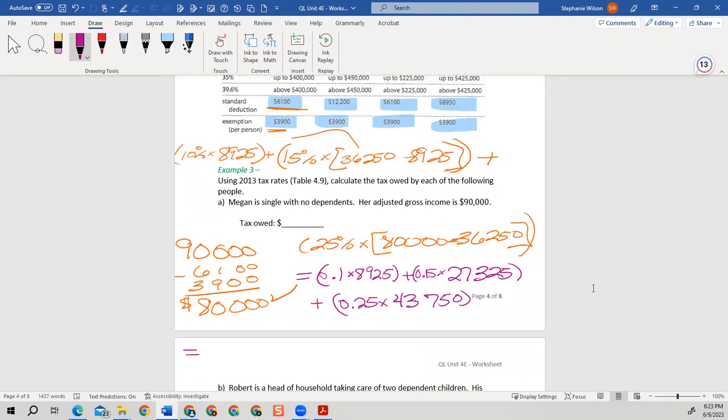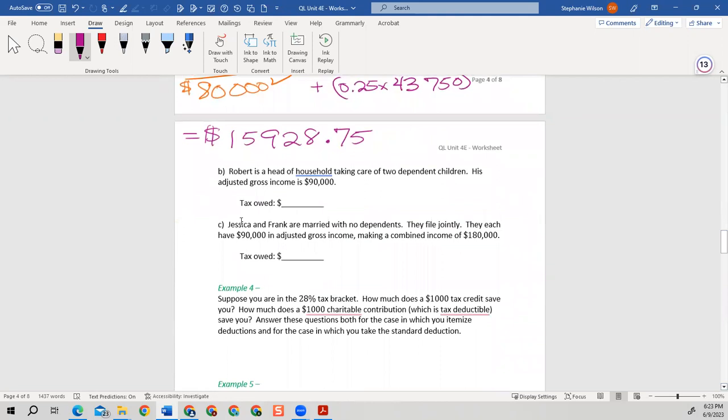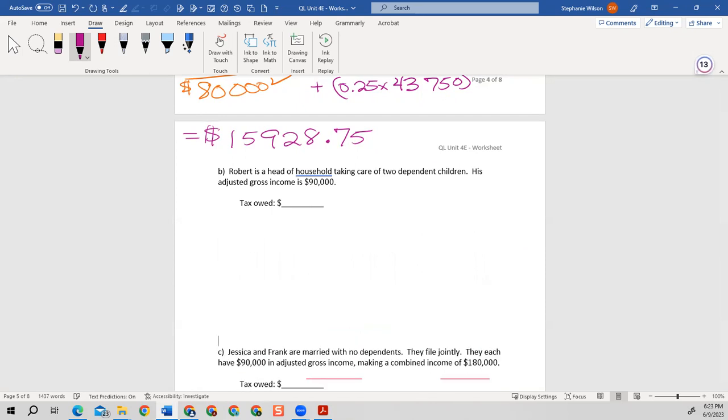So now let's add all those up, do the multiplication. All right. So now we have a new set of numbers, right? This here is going to tell me Megan's tax that should have been paid, should have been withheld for federal. It's $15,928.75. Okay, that was based on 80,000 taxable income. Okay, let's do another one just for good practice, and then I'm going to let you do the last one on your own.